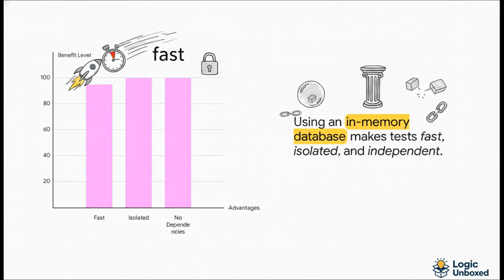And the payoff for doing this? Oh, it's huge. Your tests are lightning fast because there's no network lag. They're perfectly isolated, so one test can't mess up the data for the next one. And you have zero external dependencies. Your test can run on your machine, on a build server, anywhere, with no fuss.